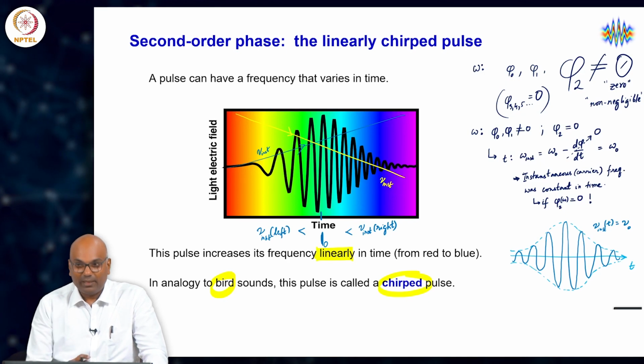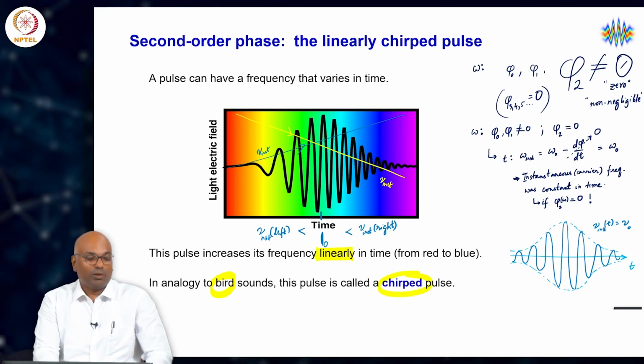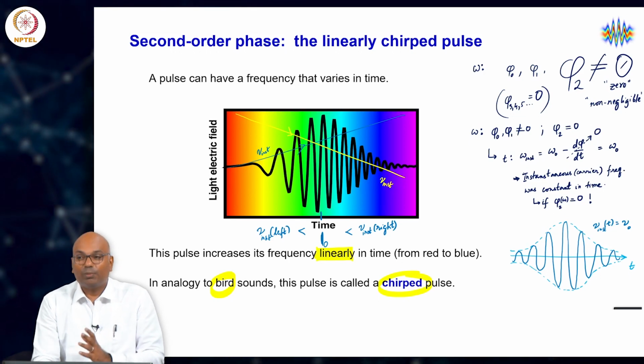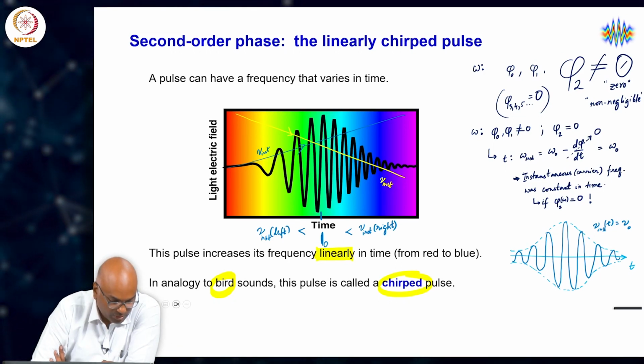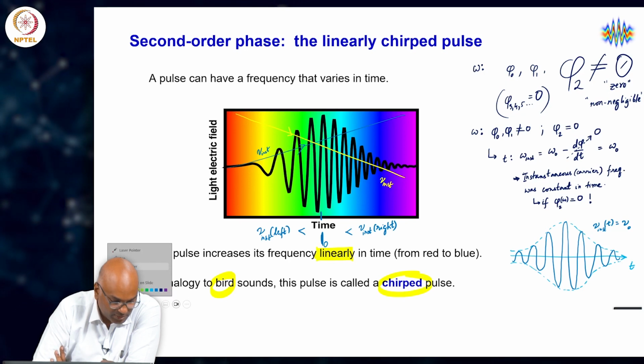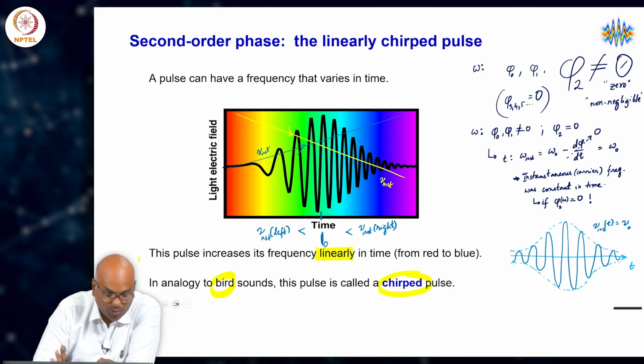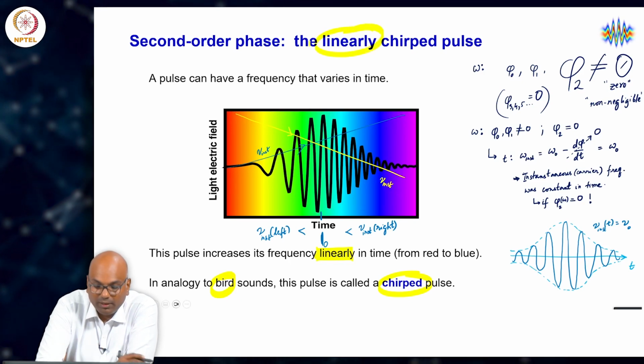Okay, so that is the phenomenon of chirping of a pulse. Chirping therefore needs to also be quantified and qualified, so that in this case, the variation of instantaneous frequency owing to chirping is linear.